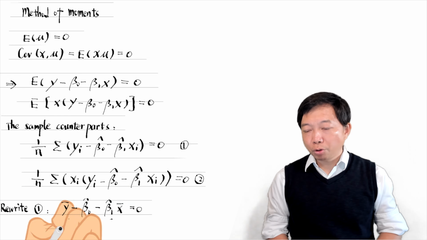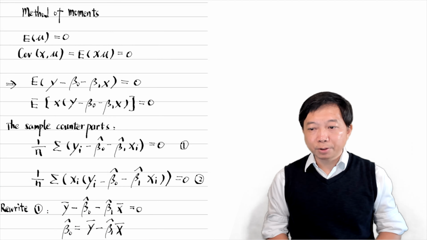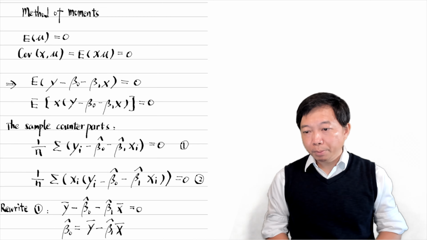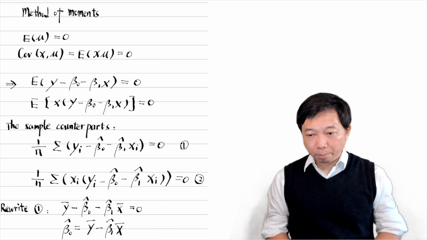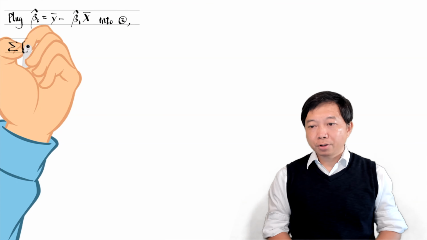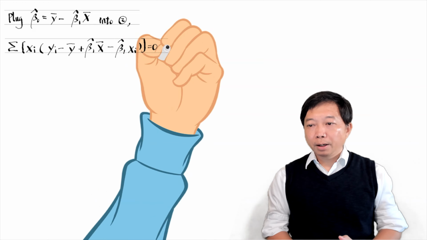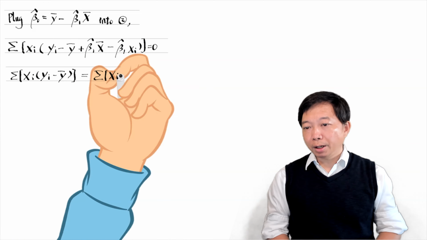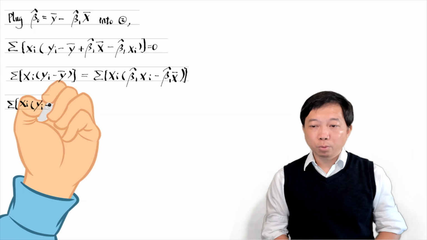We rewrite equation 1. It allows us to express beta hat 0 in terms of beta hat 1, the sample mean of y and the sample mean of x. We see this solution again, and it indicates that the point of the sample means is on the OLS fitting line. Dropping the 1 over n term and plugging beta hat 0's equation into equation 2, we use the solution to get beta hat 1.